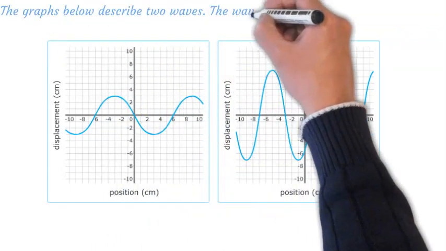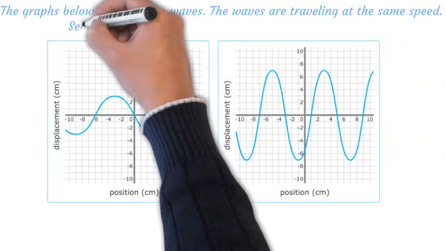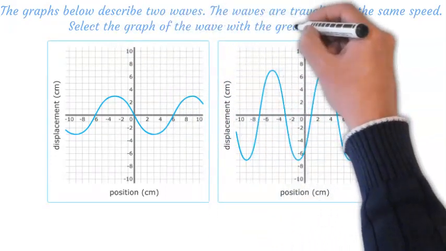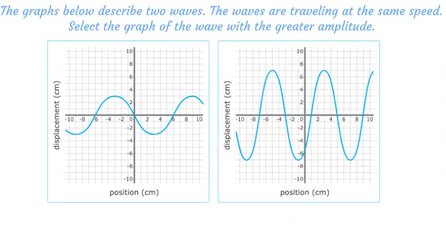The graphs below describe two waves. The waves are traveling at the same speed. Select the graph of the wave with the greater amplitude.